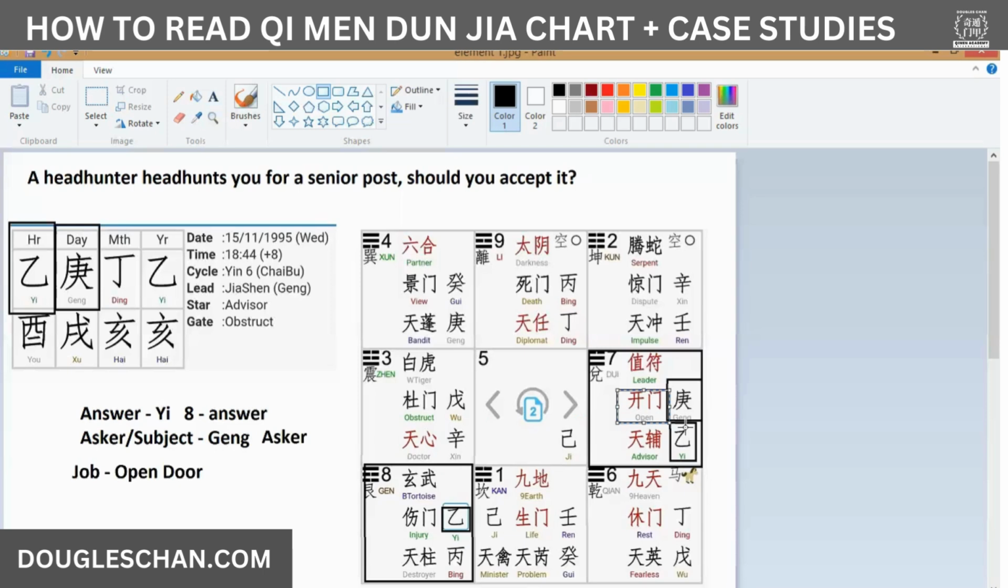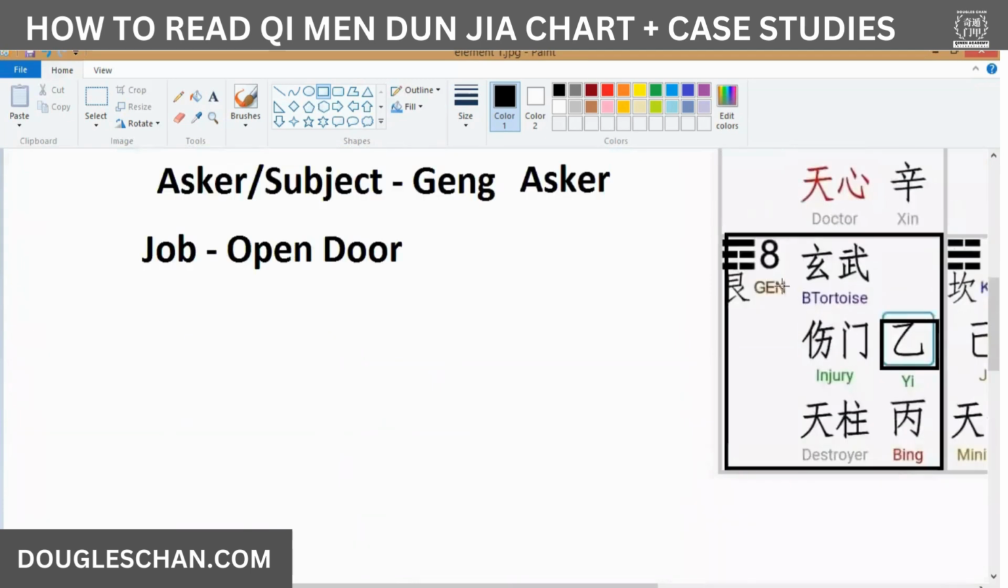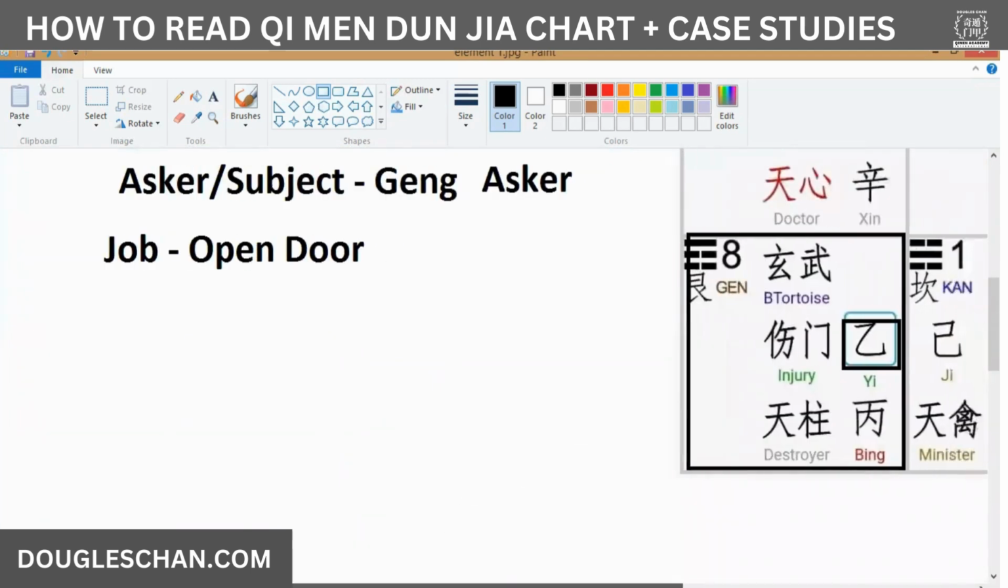That means there are two scenarios. One is the headhunter is telling you about the job, but the headhunter is not the one offering the job, but the job itself is legitimate. At the same time, we also have to see the asker and the answer itself, what is going to happen. Box number 8 is the earth element. How do you know it's earth? Over here, we have a brown color. This brown color stands for earth.